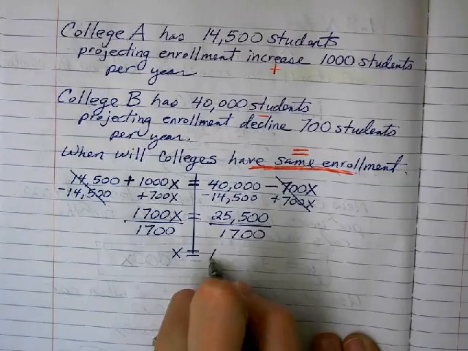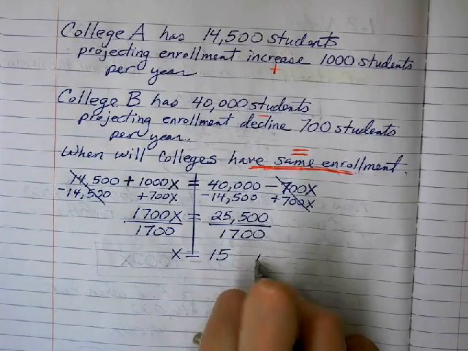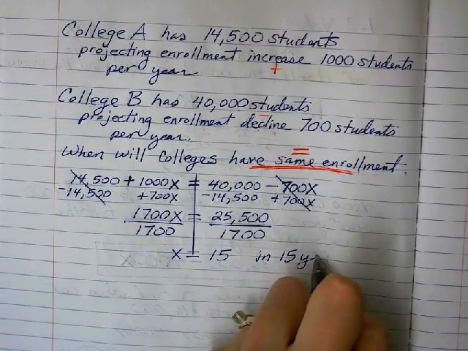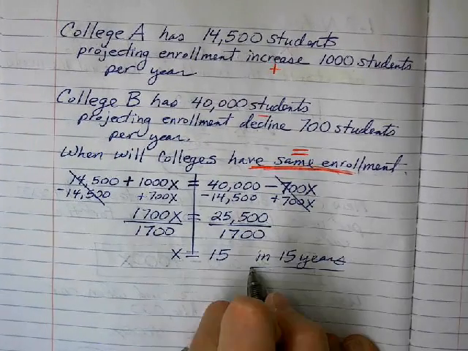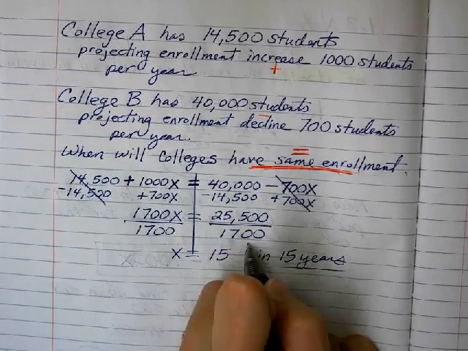So in 15 years, that's the thing. We got X is 15. So they'll have the same enrollment after 15 years go by.